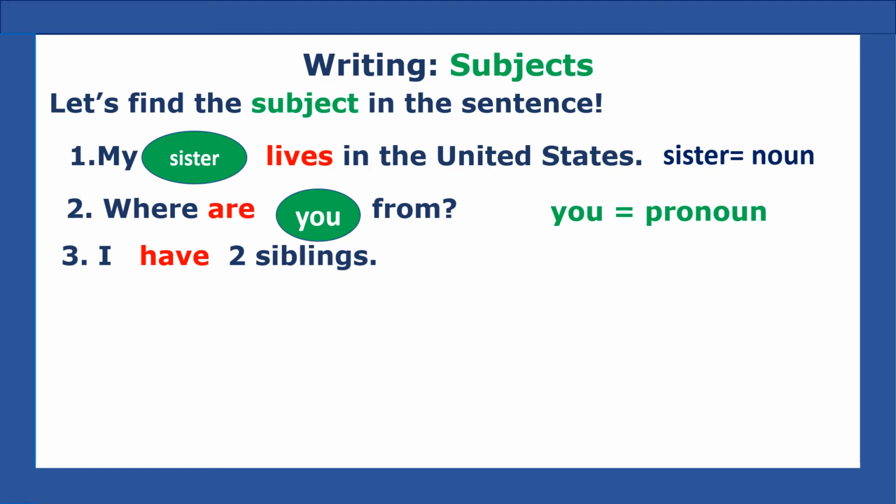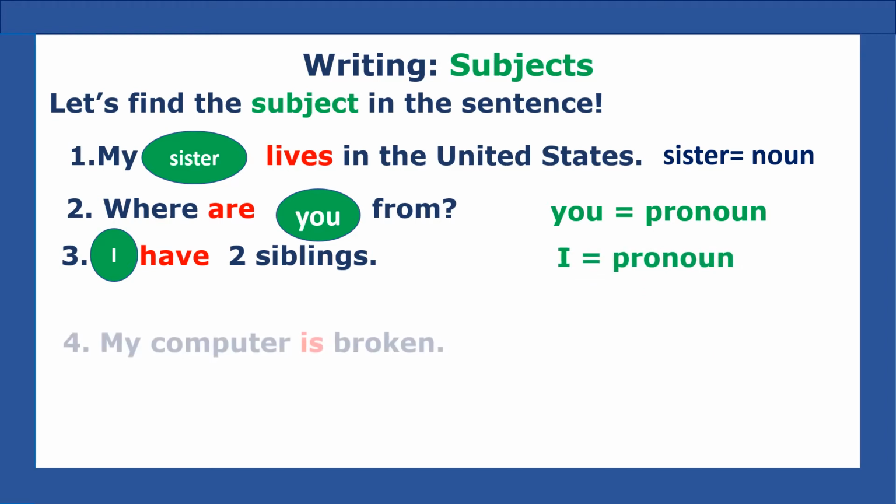Number 3, I have 2 siblings. What's the verb? Have. Who has 2 siblings? That's right, I. So we call I the subject. Now, is I a noun? No. Is I a pronoun? Yes, I is a pronoun.